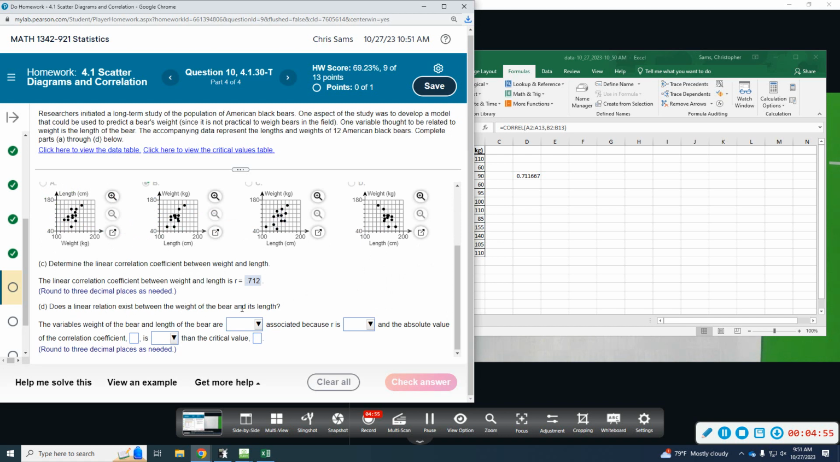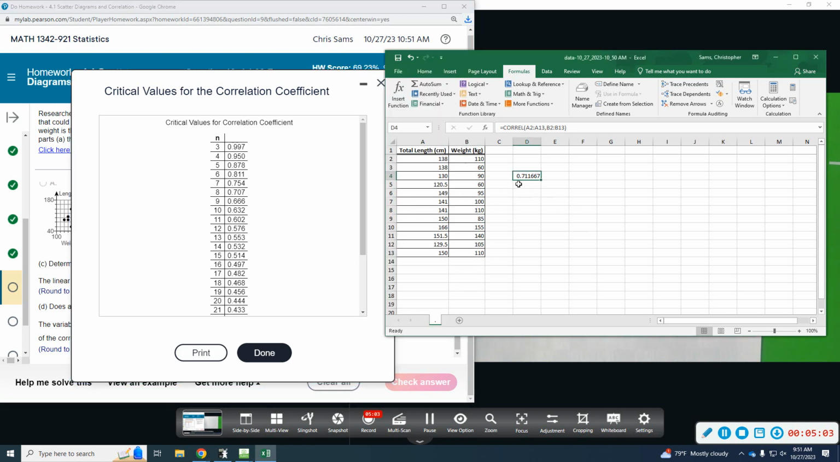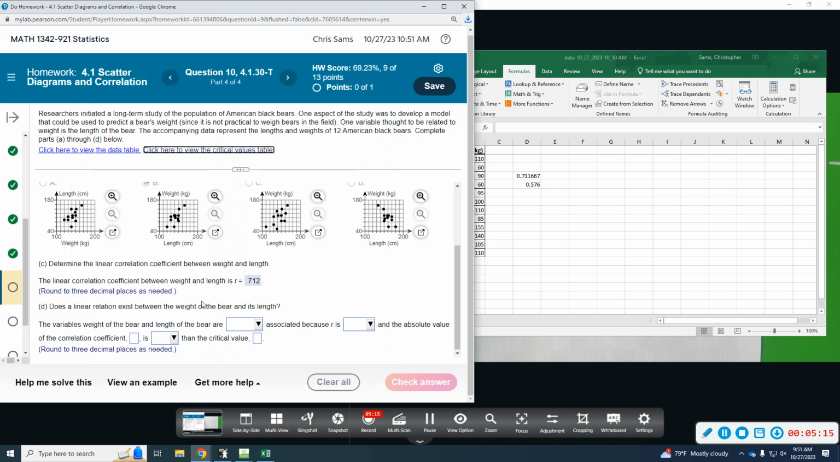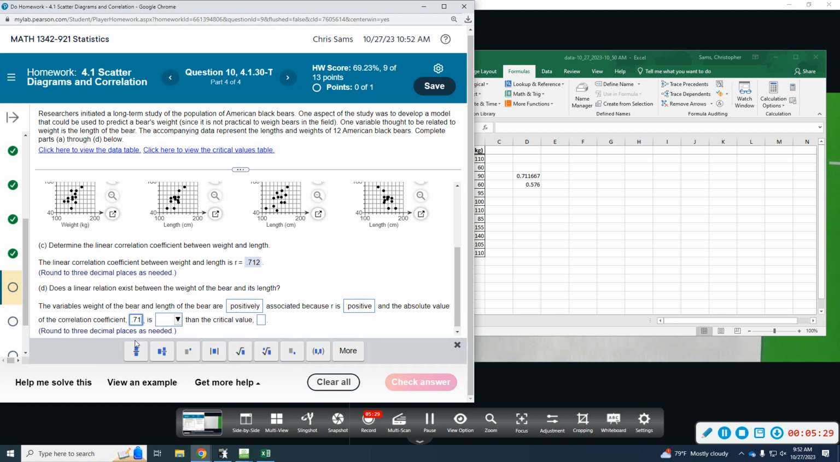D, does a linear relationship exist? So we're going to look at the critical values. There were 12, so 0.576, and based on the critical value, the R being higher than the critical value tells that there is a linear relationship. So the variable weight of bears and lengths of bears are positively associated because R is positive and the absolute value of the correlation coefficient, 0.712, is greater than the critical value of 0.576.